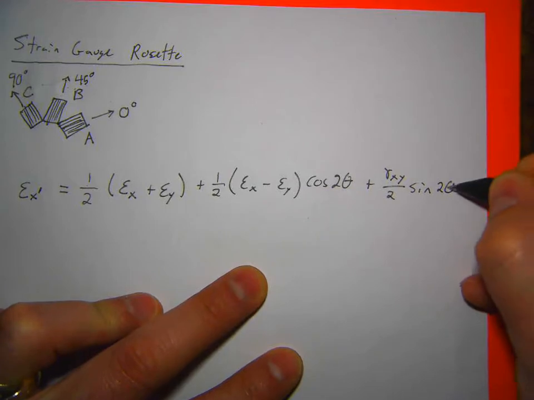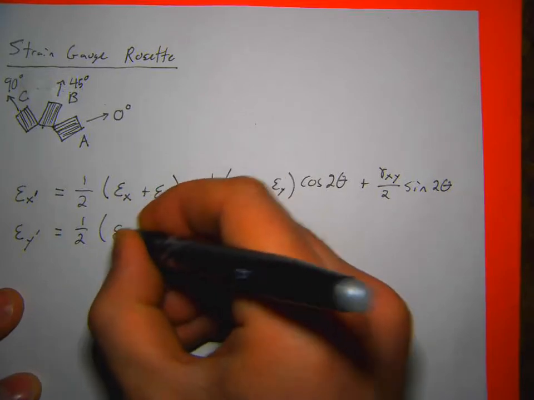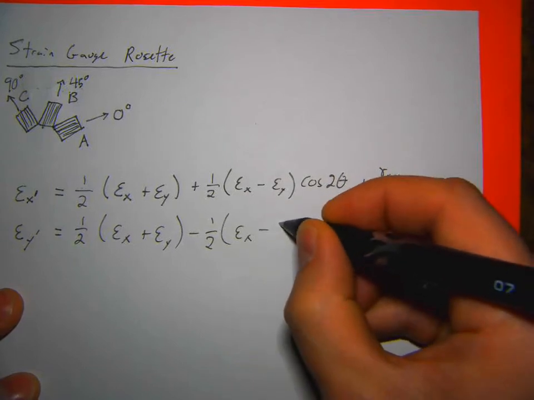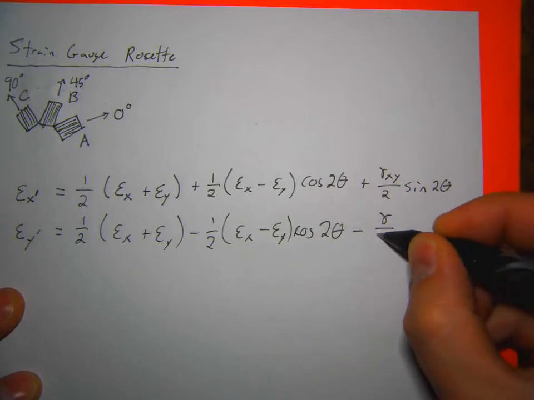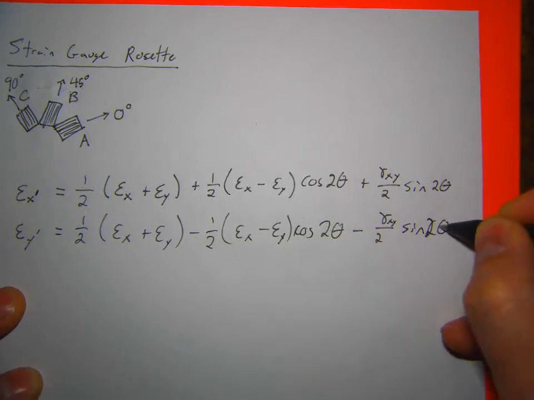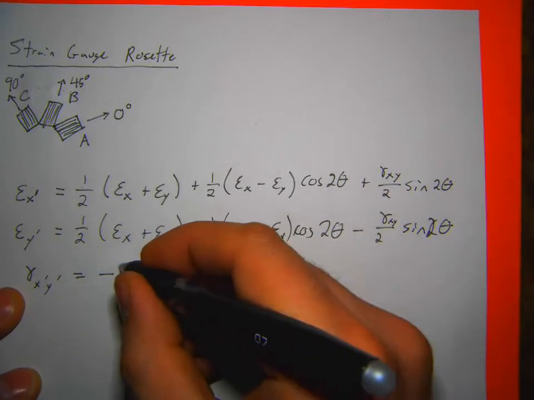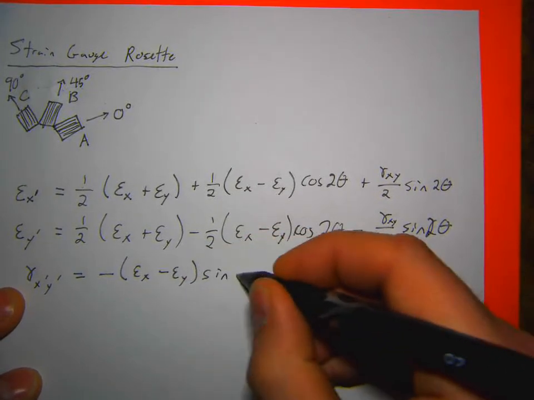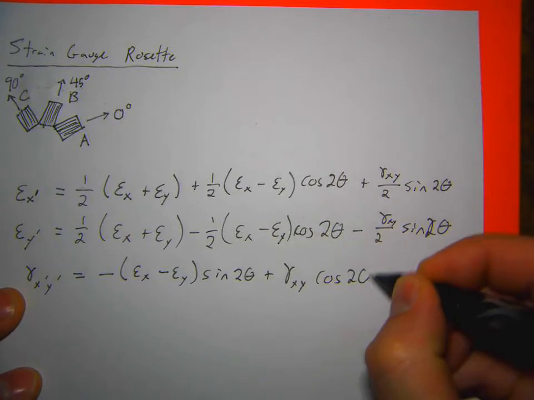Sine of 2 theta. Epsilon y prime equals 1/2 (epsilon x plus epsilon y) minus 1/2 (epsilon x minus epsilon y) cosine of 2 theta minus gamma xy over 2 sine of 2 theta. And then my gamma x prime y prime is equal to negative (epsilon x minus epsilon y) sine of 2 theta plus gamma xy cosine of 2 theta.